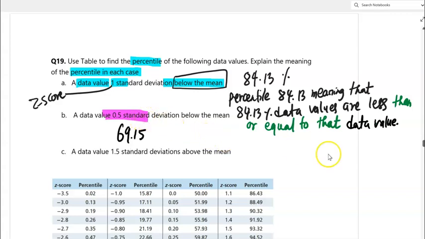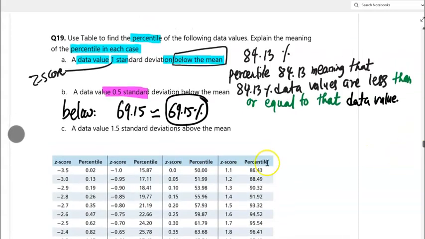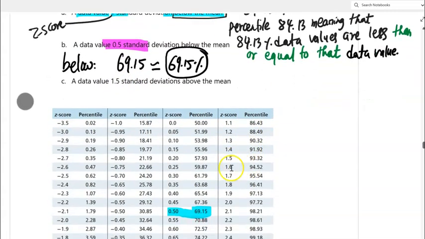That's what we call it. So this is the answer for this question, percentile, or you can see it as a percentage, 69.15%. Also we can see the percentile as a percentage too. This is below that data value. But if the question is above the mean, you can use 1.5 again here.